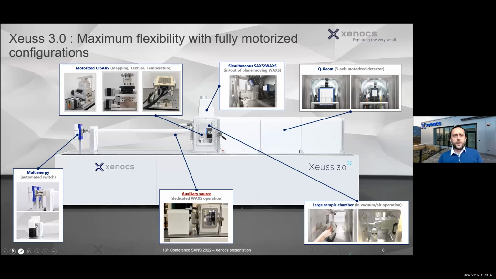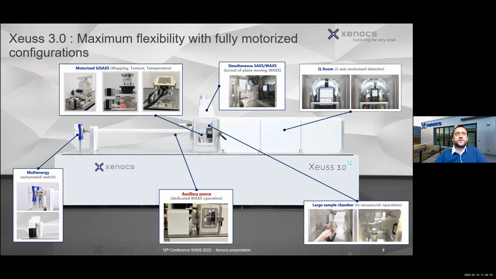Now I would like to finish my talk on the instrumentation part, with a particular focus on the Xeuss 3.0. This laboratory SAXS/WAXS system incorporates an in-vacuum motorized detector for fast change of measuring configuration between SAXS and WAXS. We also have the capability to use a second detector for WAXS for simultaneous SAXS and WAXS measurements. It's an instrument that works both in transmission and grazing incidence.